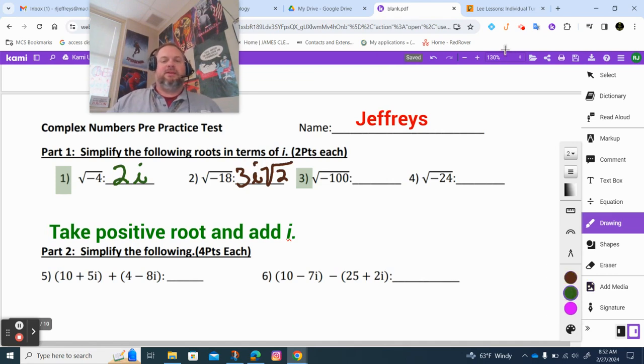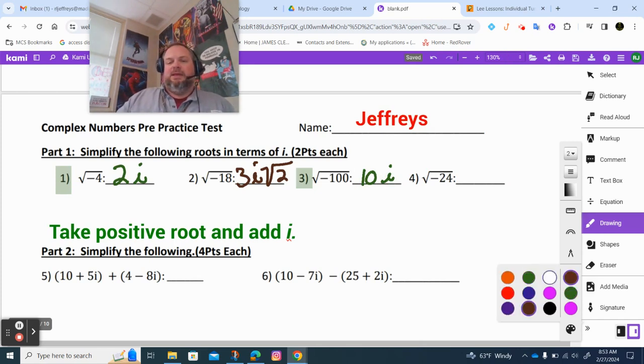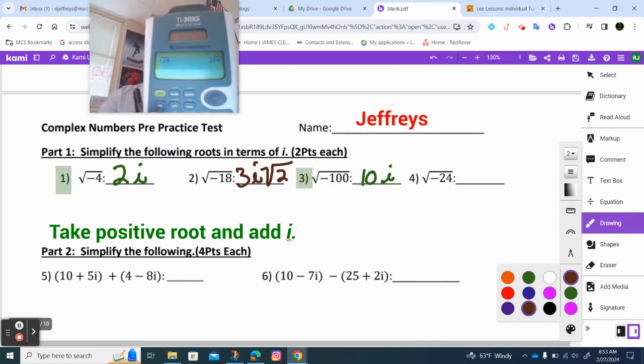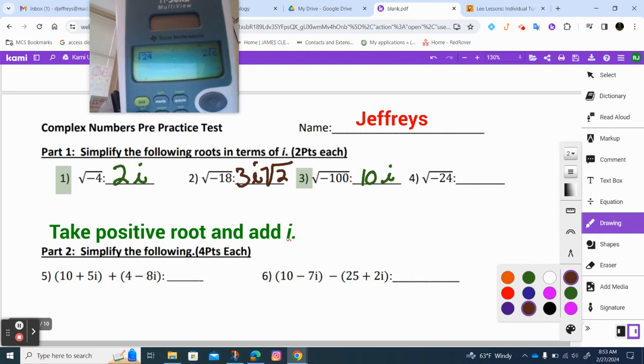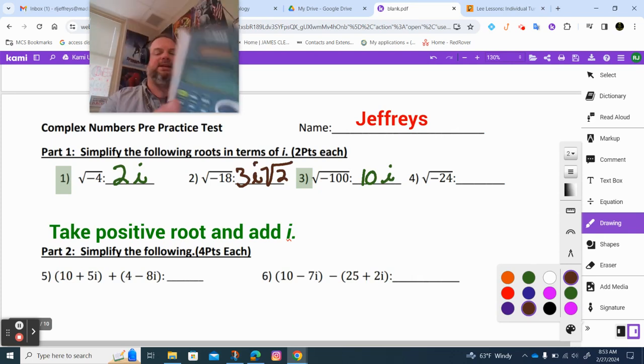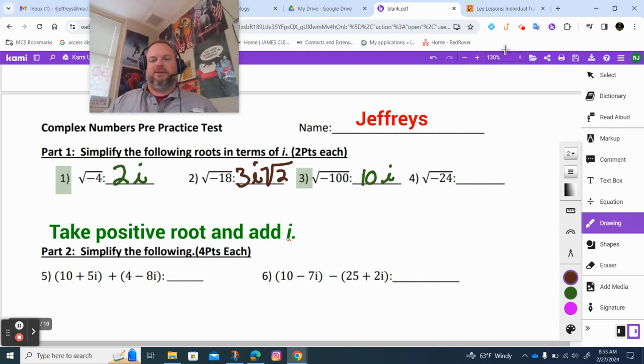Okay, number 3, square root of 100 is 10, i. And then the square root of 24. Okay, it's 2 root 6. So very similar to this: 2 root 6, and then the i in between.